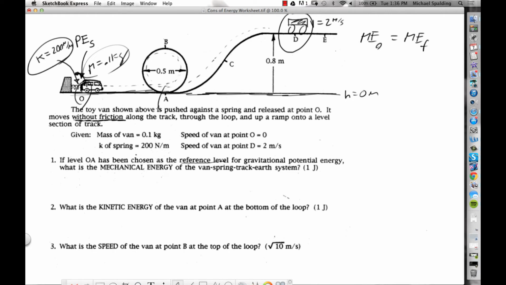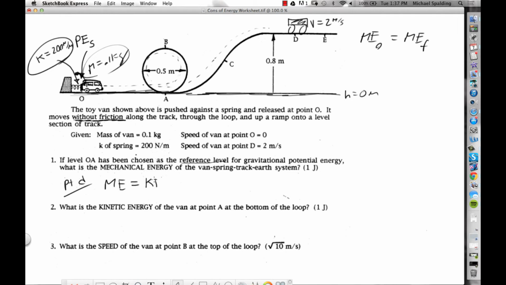Why could we not use point A? We don't know the velocity. Same thing with point B. We don't know the velocity. The only point where we know everything is point D. All right, so focusing on point D. What are the two types of mechanical energy? Remember, mechanical is basically kinetic plus potential. So what type of energy do we have up at point D?